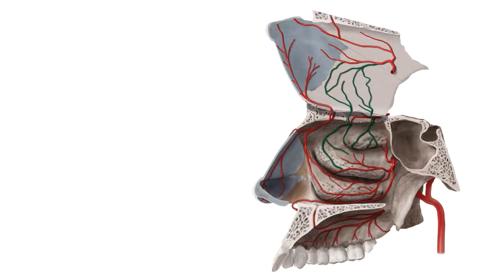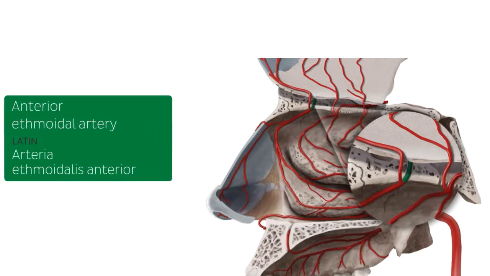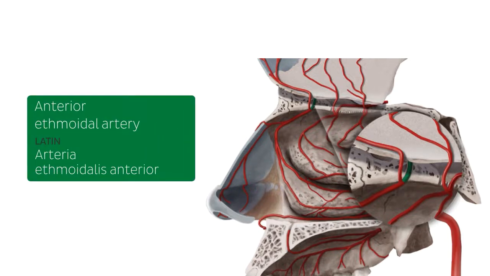These branches are known as the septal and lateral nasal branches of the posterior ethmoidal artery. After the ophthalmic artery gives off the posterior ethmoidal artery, it then continues anteriorly before it gives off the anterior ethmoidal artery. Like the posterior ethmoidal artery, this artery also transverses a canal before entering the nasal cavity. This canal is known as the anterior ethmoidal canal.